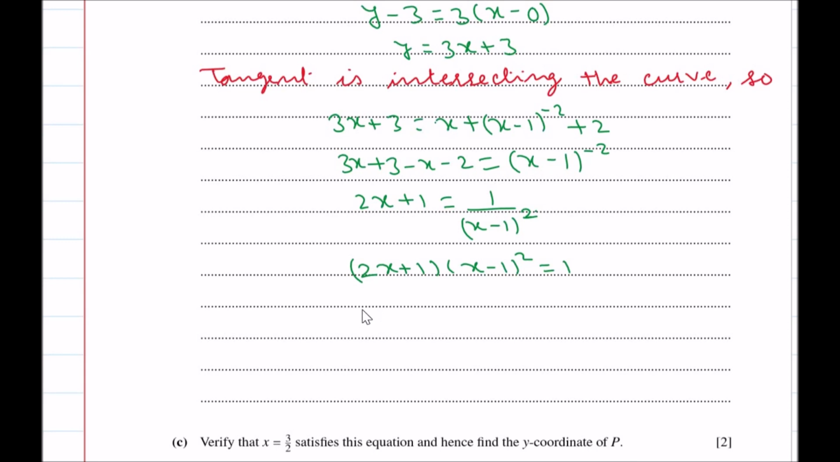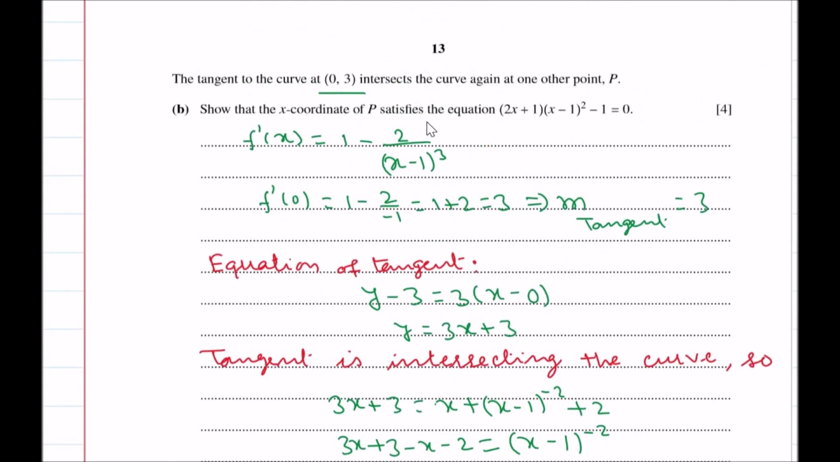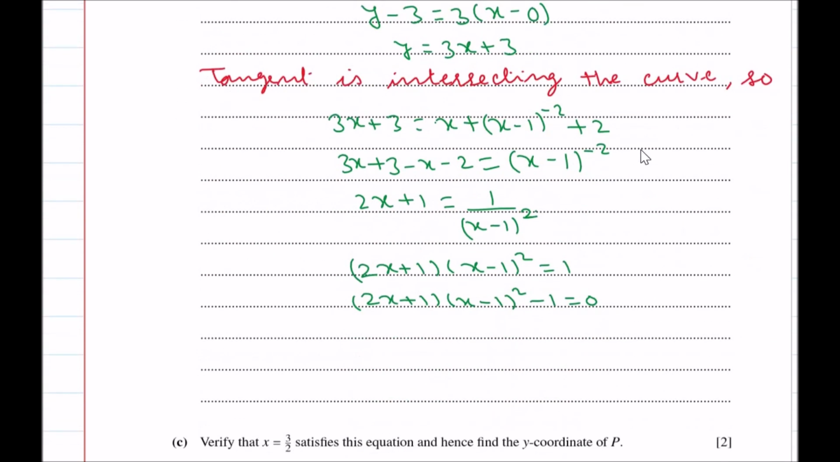Now bring the 1 to the left side. So we get (2x plus 1) into (x minus 1) whole square minus 1 equals 0. We got the same as what they have given here. Look at this here. So this satisfies the equation.